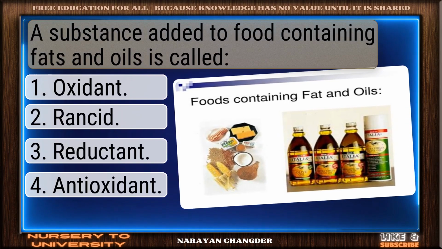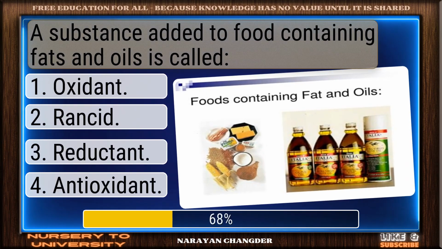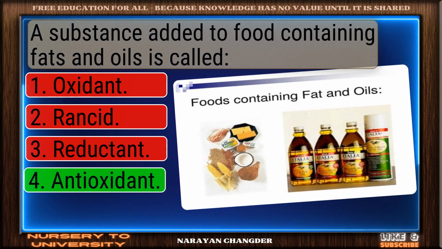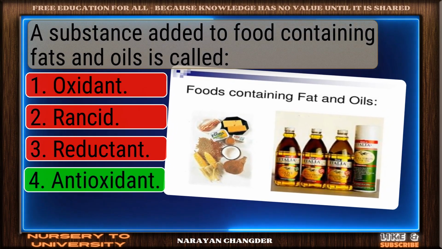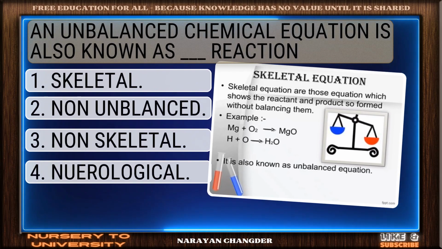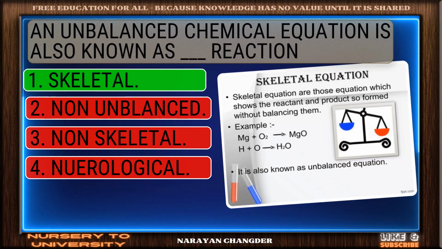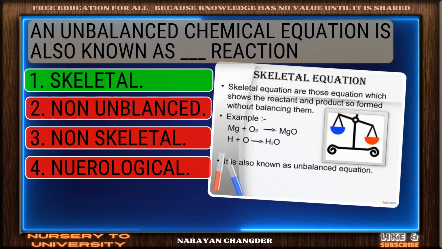A substance added to food containing fats and oils is called. Smart pick. Antioxidant is correct. An unbalanced chemical equation is also known as dash reaction. Nicely done. Skeletal is solid.